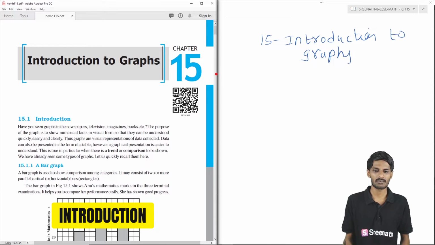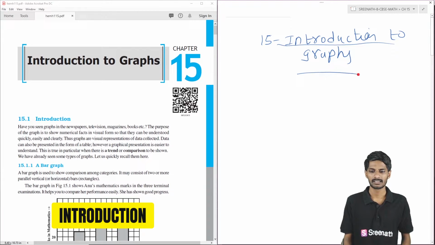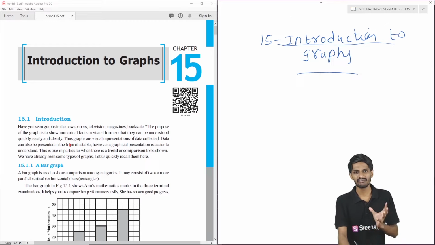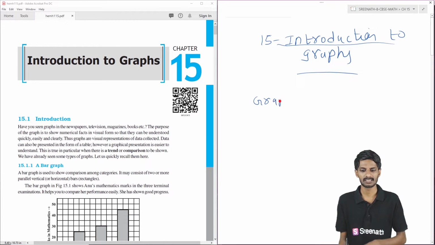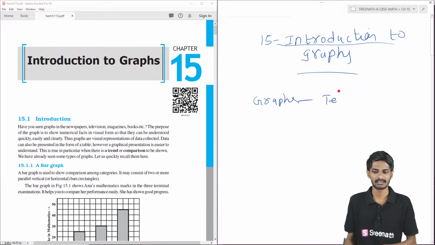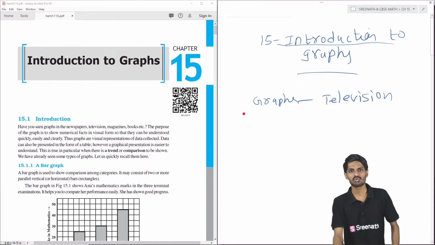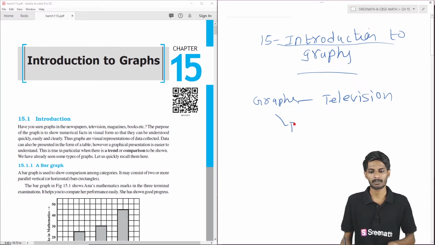First thing is the introduction, students. We see graphs frequently in televisions, magazines and newspapers. So what is the purpose of a graph?